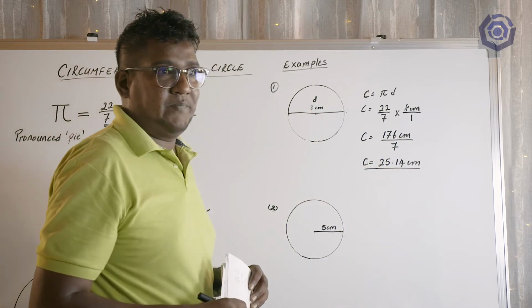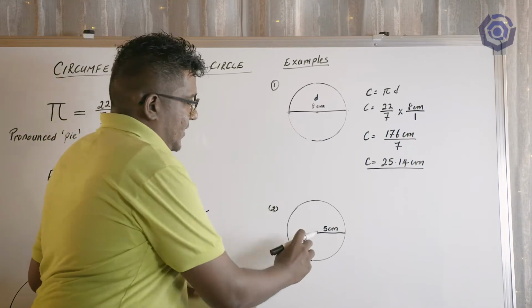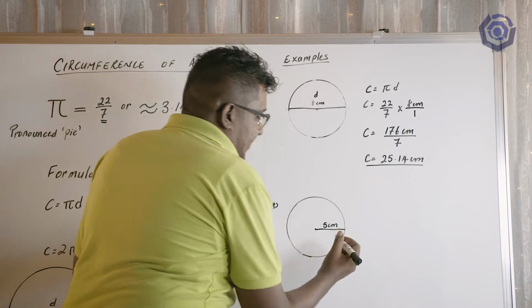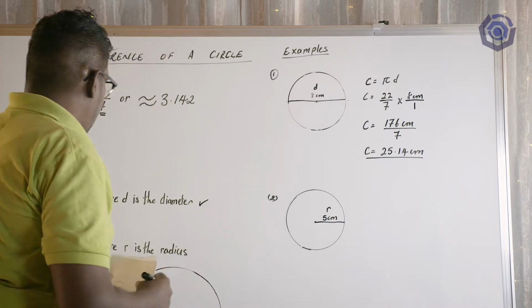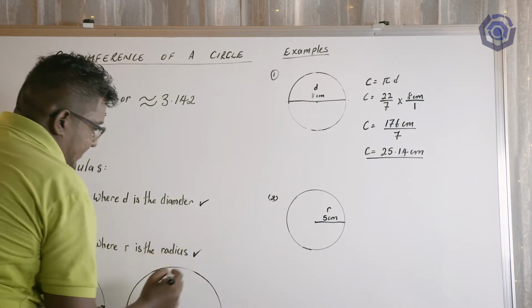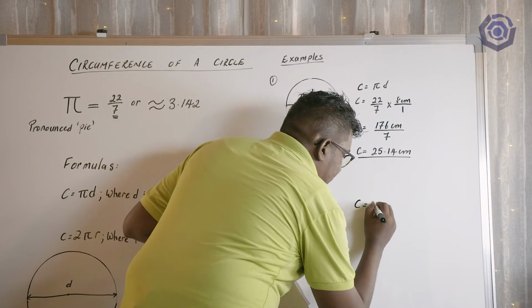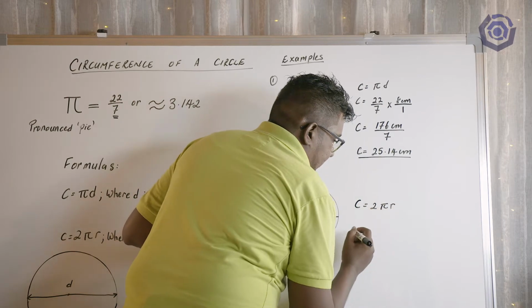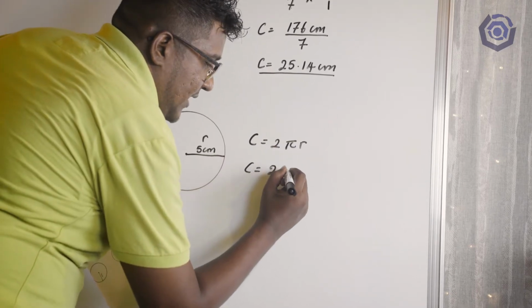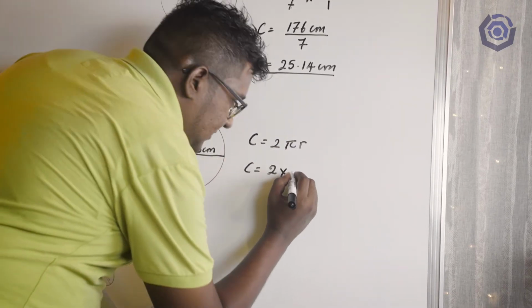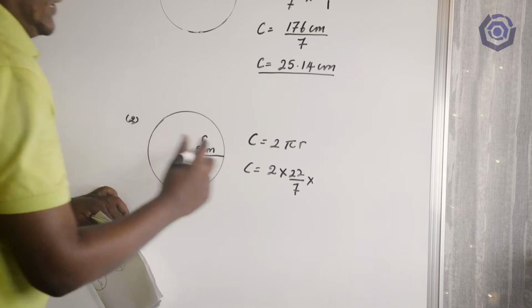So the distance around a circle with a diameter of 8 centimeters would be 25.14 cm. Now, let's look at our second example. In this one, our line given is from the center to the circumference. So you know right away this is our radius. And since this is our radius, we have to go to our radius formula, right? So our radius formula is C is equal to 2 pi r. C is equal to 2. Again, no sign in between means we multiply. We know that pi is 22/7, and r is given as 5 cm.